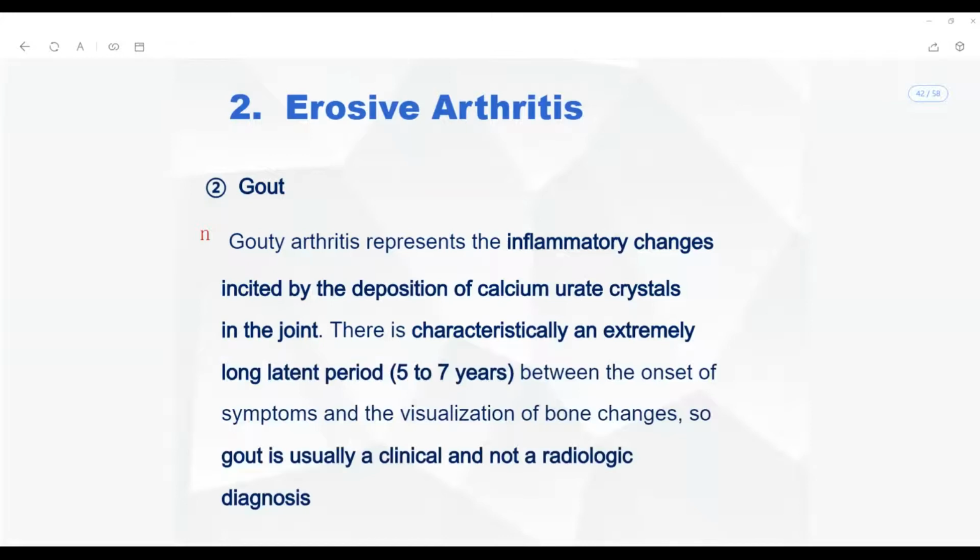Probenecid is also used. NSAIDs are also used. NSAIDs only reduce the pain and inflammation, but they have nothing to do with uric acid formation. Uric acid crystal formation, if it has to be reduced, xanthine oxidase has to be reduced. So allopurinol is going to do it. Probenecid is also going to do that, right? Colchicine and other drugs, yes, there are many other drugs, but allopurinol is the drug of choice.